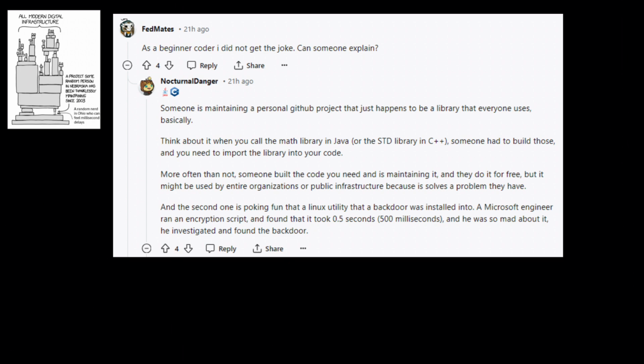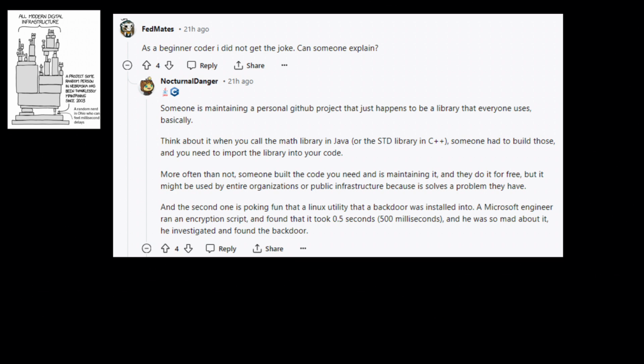The reply breaks down the joke into two parts. The first part explains the reliance of programmers on existing libraries and frameworks, often maintained by individuals as personal projects on platforms like GitHub. It emphasizes the unseen work that goes into building and maintaining these tools, which are crucial for many programmers but may not always be recognized.